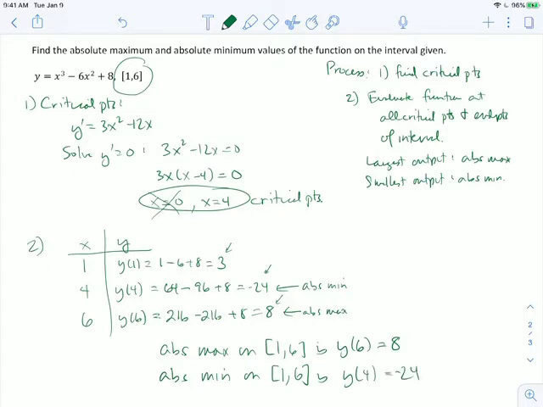And notice what I'm doing here with this reporting back. I'm providing the outputs, but I'm also providing the inputs. And that's an important thing we want to be able to do, generally speaking. We not only want to say what the max and min values are, but we also want to indicate where they're located. So I would say that there's a maximum of 8 at 6 and a minimum of negative 24 at 4. Notice the use of prepositions here. Of will tell me what the y-coordinate is. At will tell me about the x-coordinate.